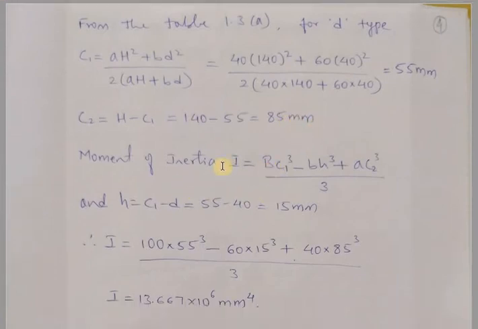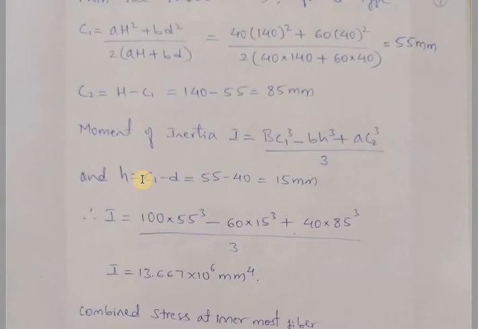Next we have the equation for the moment of inertia for the T section. The moment of inertia is given by symbol I, and this is the formula given in the data handbook. Substitute the values. We know capital B, C1, C2, small a, and small b. We need to find the value of small h, which is also given in the data handbook. Small h is equal to C1 minus d. C1 is 55 and small d is 40 mm, so it is 15 mm.